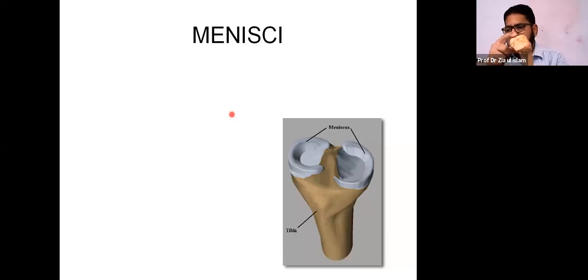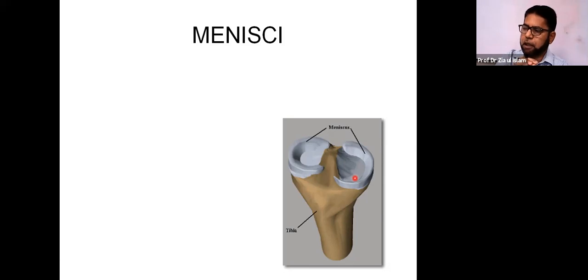Similarly, the condyles of the femur are flat, so they can slip very easily, but in order to deepen the surface there are fibrocartilage plates, C-shaped, attached to the plateau or the upper surface of the tibia, and they are known as the menisci. There are two: a medial meniscus and a lateral meniscus. Their function is that, number one, they act as a shock absorber. Number two, they prevent the slipping of the condyles of the femur.